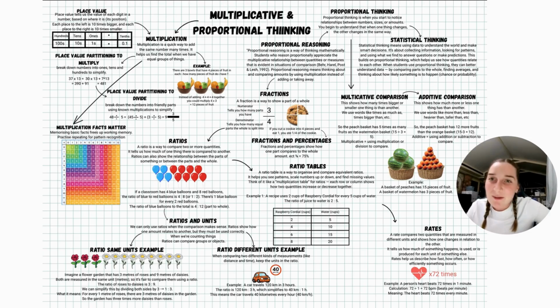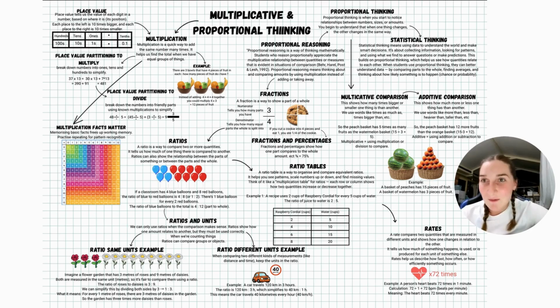Imagine you have a flower garden with 3 meters of roses and 9 meters of daisies. Both are measured in the same unit, which is meters. So it's fair to compare them using a ratio. The ratio of roses to daisies is 3:9. We can simplify this by dividing both sides by 3, which is 1:3. This means that for every 1 meter of roses, there are 3 meters of daisies in the garden. So the garden has 3 times more daisies than roses.